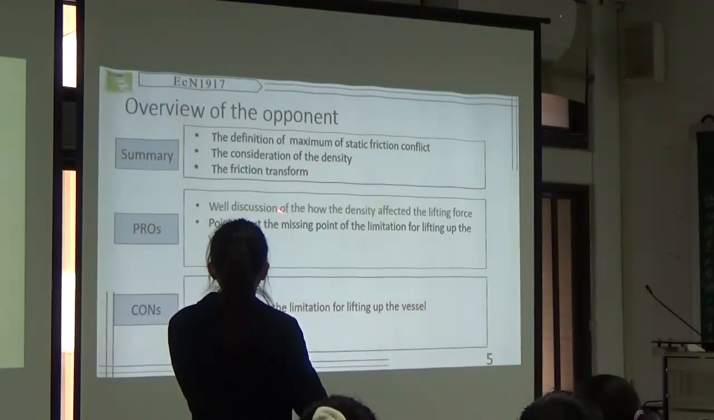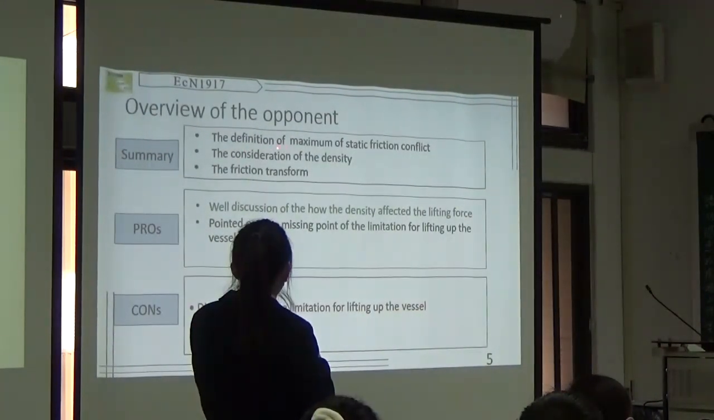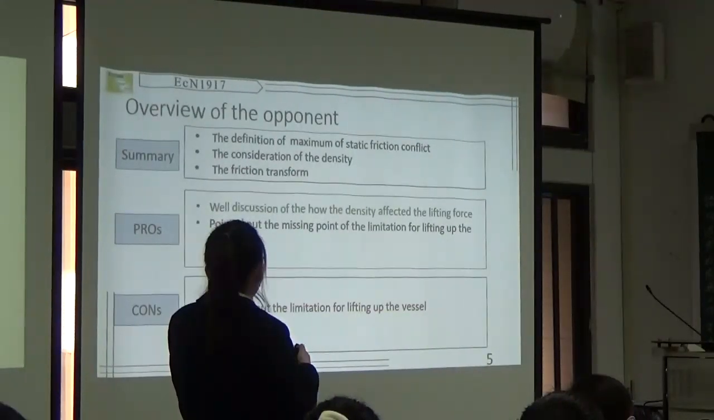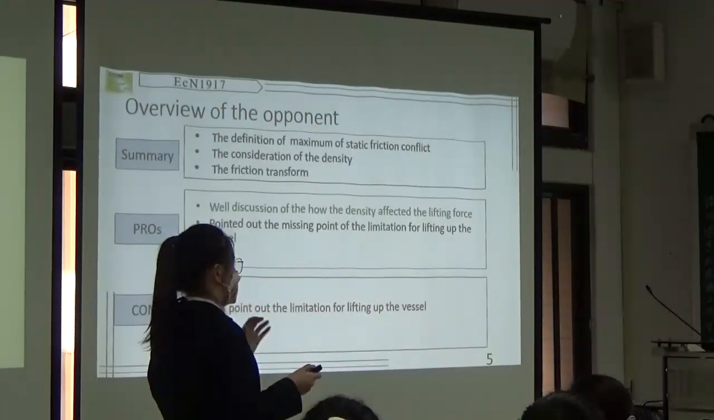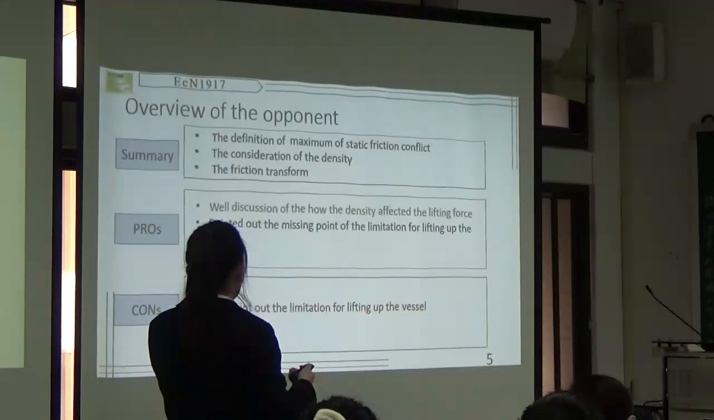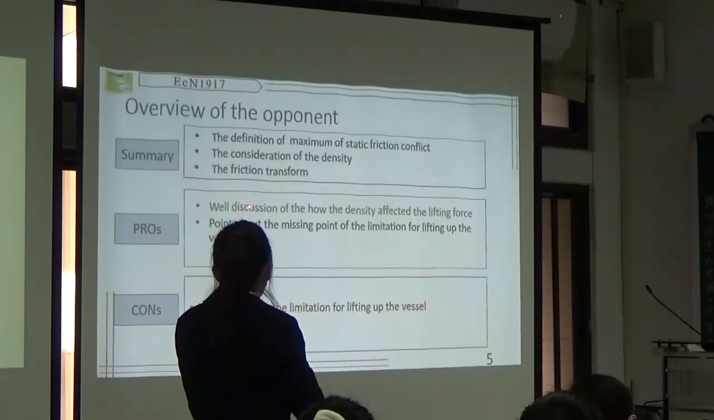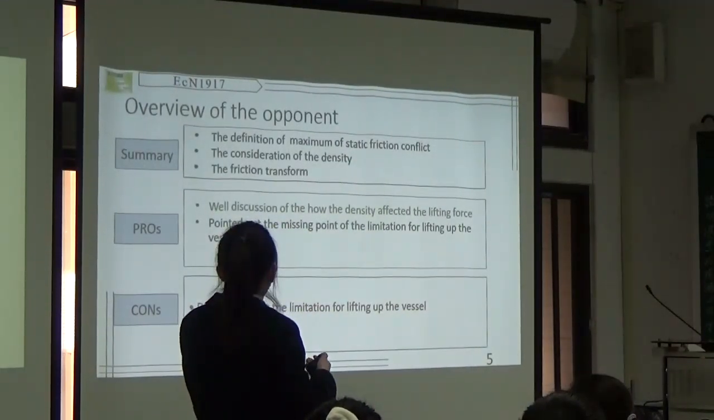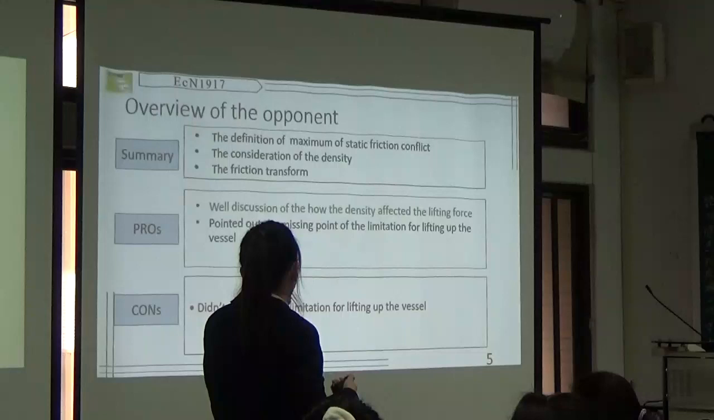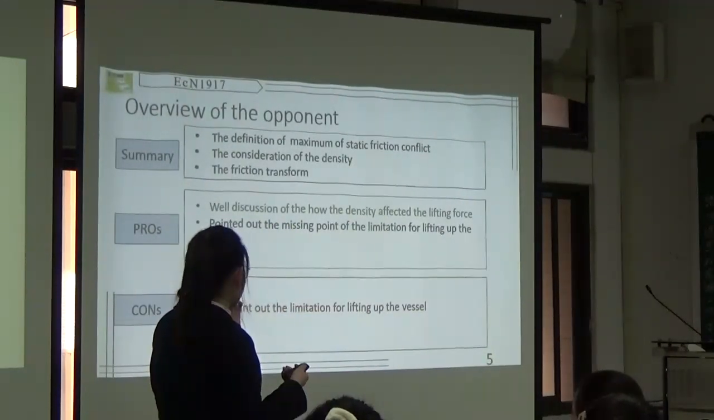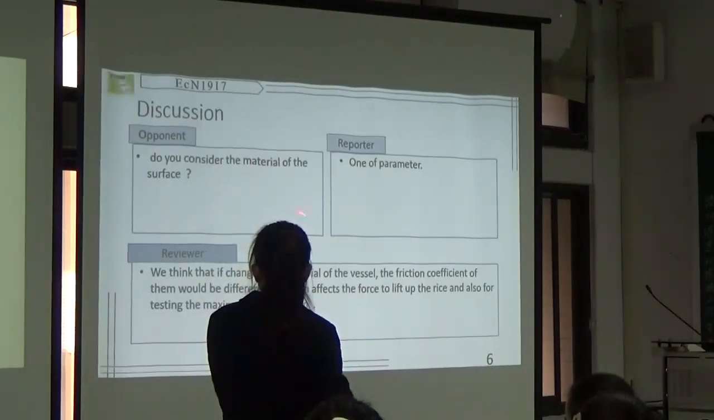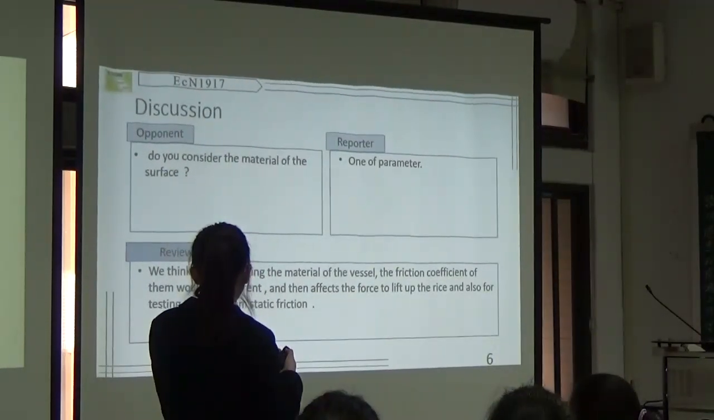Overview of the opponent. To summarize, they discuss the definition of the maximum static friction coefficient and consider that in every place of the vessel the density should be different. For pros, there is a good discussion of how the density affects the lifting force, and they point out the missing point of the limitation for lifting the vessel. But for cons, they didn't point out the limitation for lifting out.